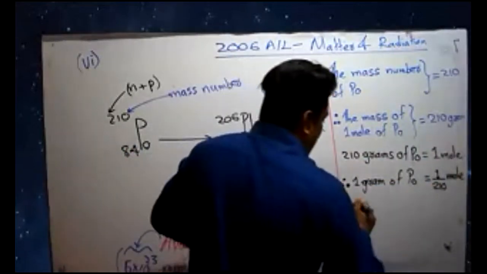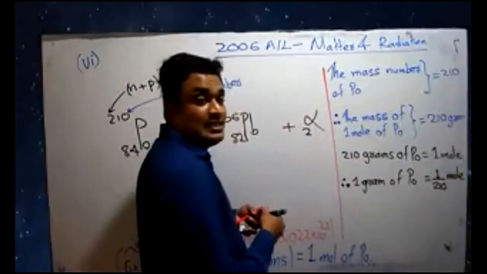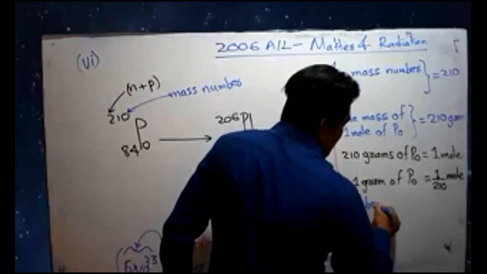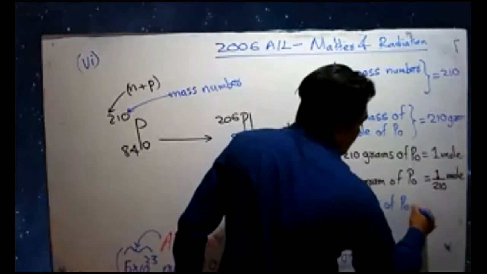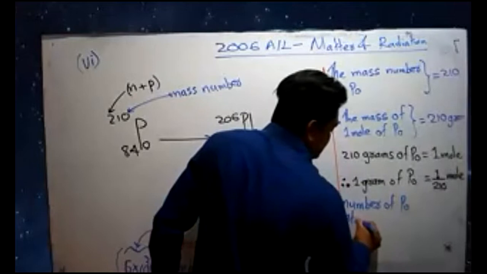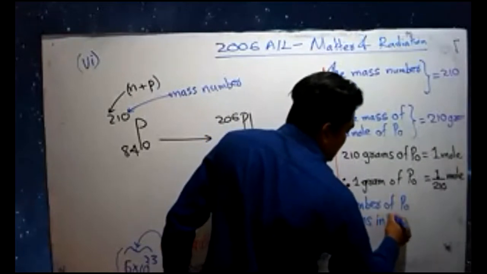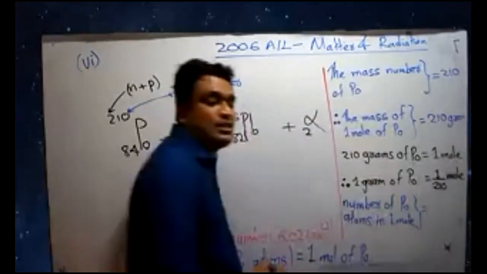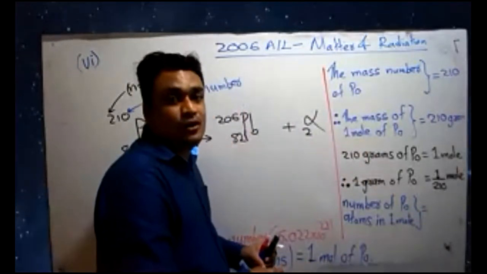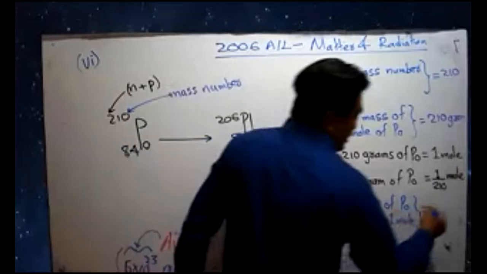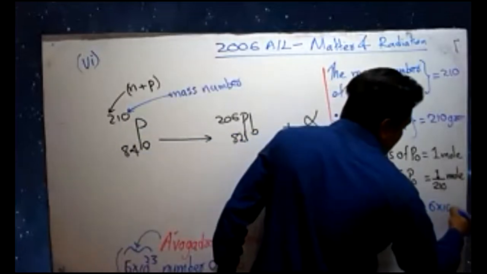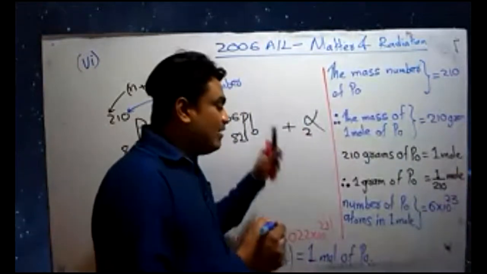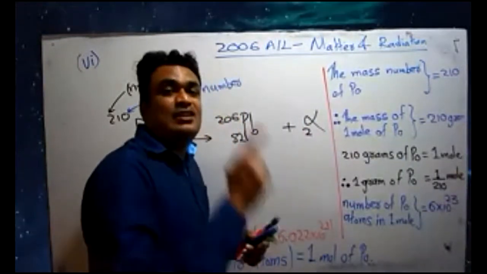So now we have this many polonium moles. And the other statement is, the number of polonium atoms in 1 mole is equal to Avogadro's number. Avogadro's number is given in the question as 6 into 10 to the power 23. So there will be this many atoms in 1 mole.